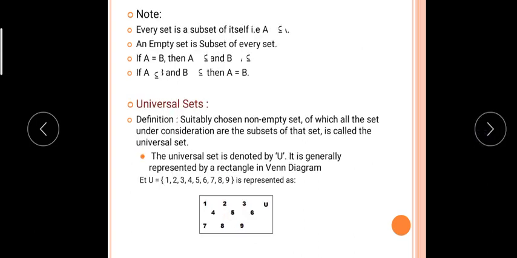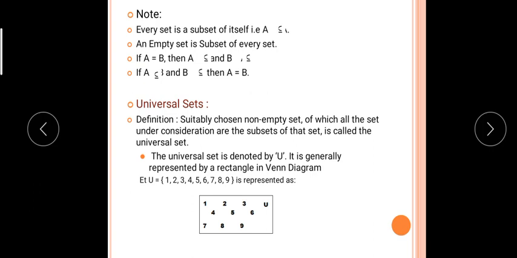Now see, some important points I am going to explain. Every set is a subset of itself, so you can write A is a subset of A. And the empty set is a subset of every set, obviously, because an empty set means there is no element in that set. Therefore the empty set is a subset of every set. Now if A is equal to B, it means set A and set B are both equal. When they are equal, we learn this concept. Remember it.